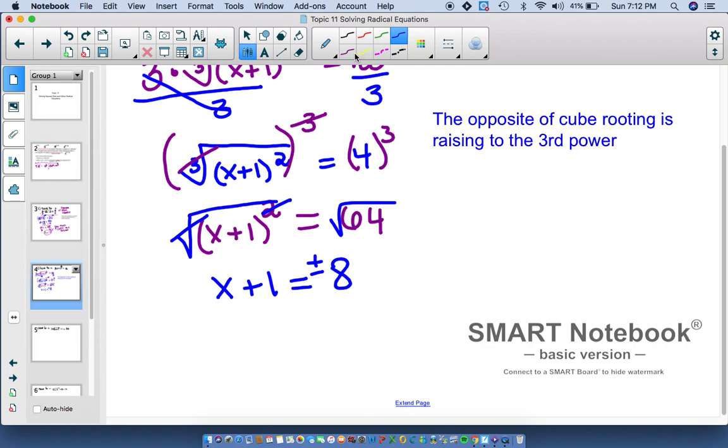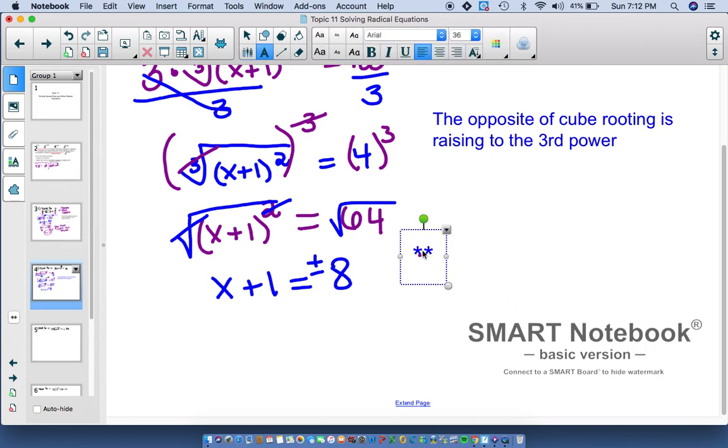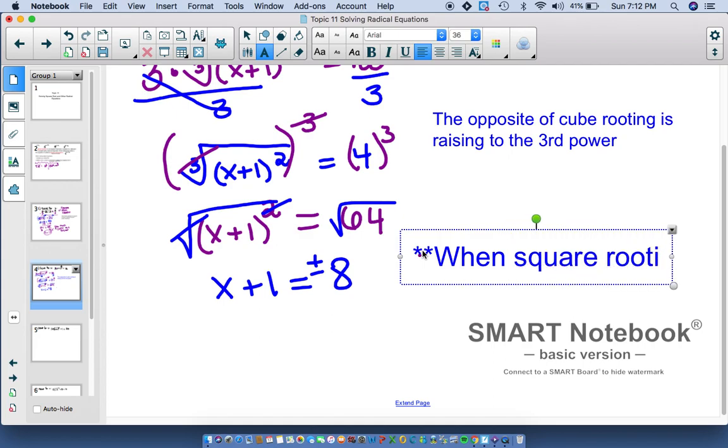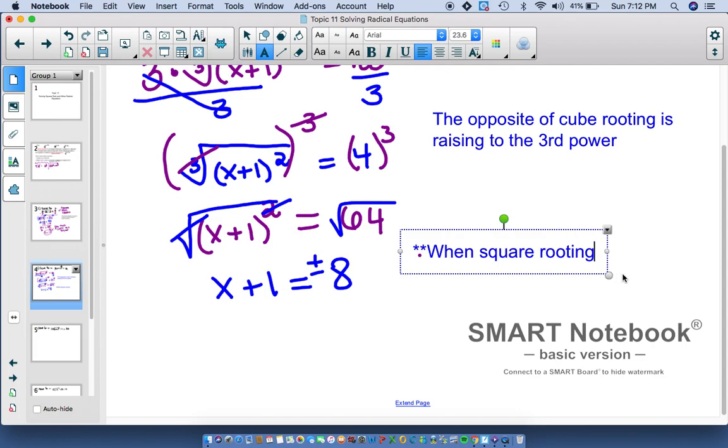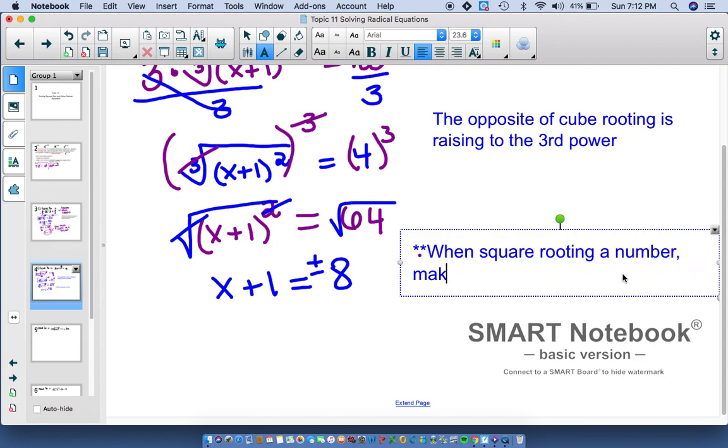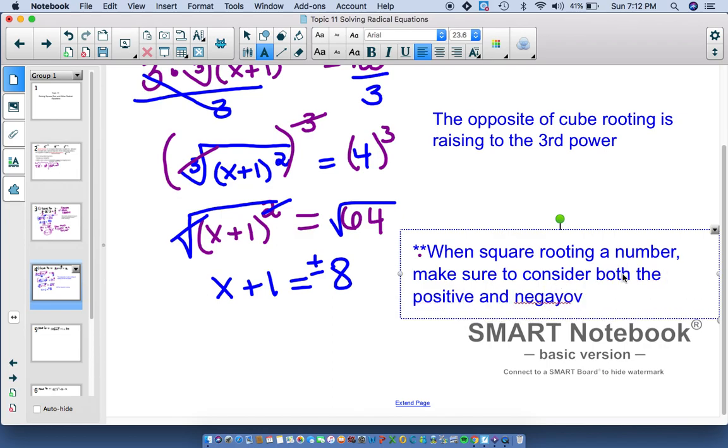Okay, so let's put a little star here. When square rooting a number, make sure to consider both the positive and negative answer. Okay?